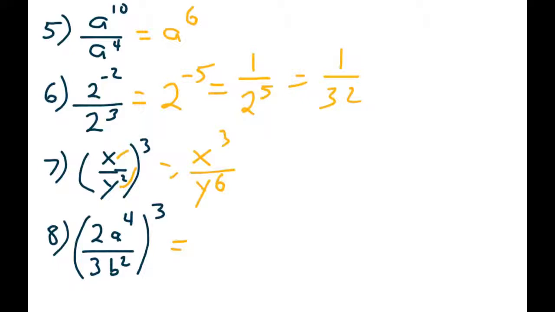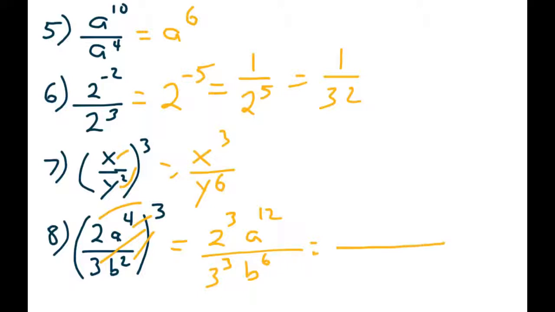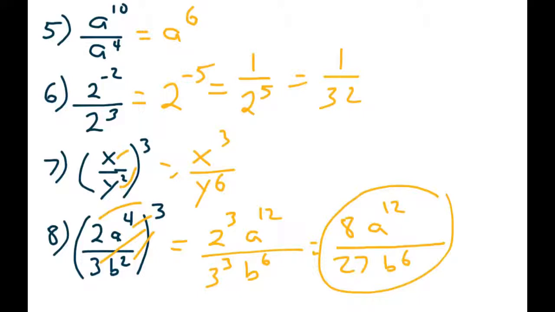Everything in the parentheses is going to go to the third power. So the 2 is going to go to the third power. 8 to the 4th is going to go to the third power. 8 to the 12th. The 3 in the denominator is going to go to the third power. And the b squared is going to go to the third power. That will be b to the 6th. I can simplify that a little bit more because I can actually figure out 2 to the 3rd, it's 8. 8 to the 12th. 3 to the 3rd is 27. B to the 6th. 8 over 27 can't be simplified, so that's as far as I can go.